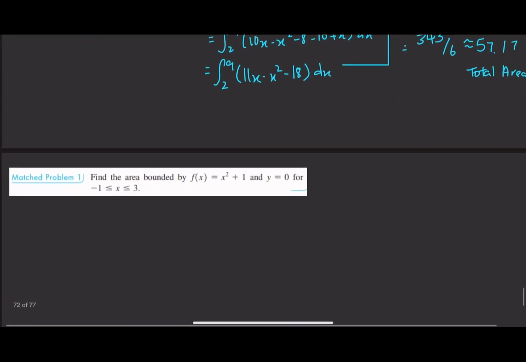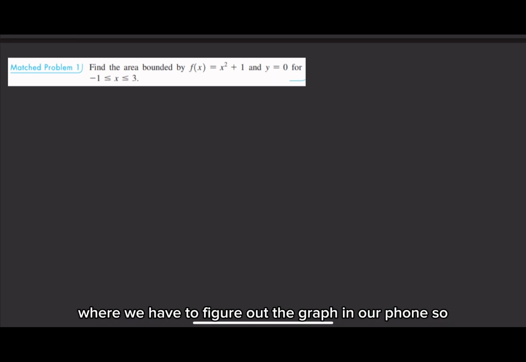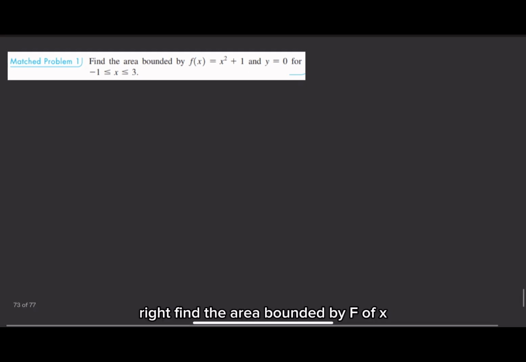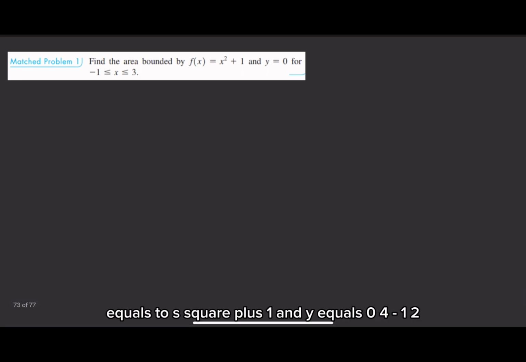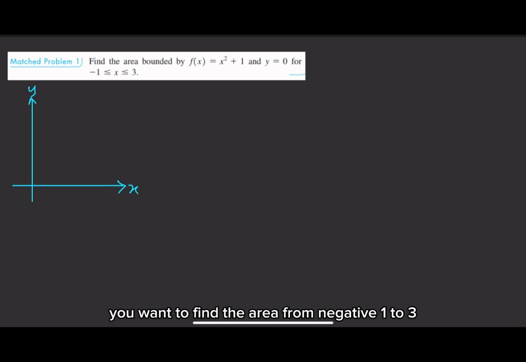Moving on now into a more complex question where we have to figure out the graph on our own. So, find the area bounded by f of x equal to x squared plus 1 and y equals 0 for x from negative 1 to 3. This one is pretty simple, right? Since we can estimate the graph, let this be y and this be x, right? We want to find the area from negative 1 to 3.